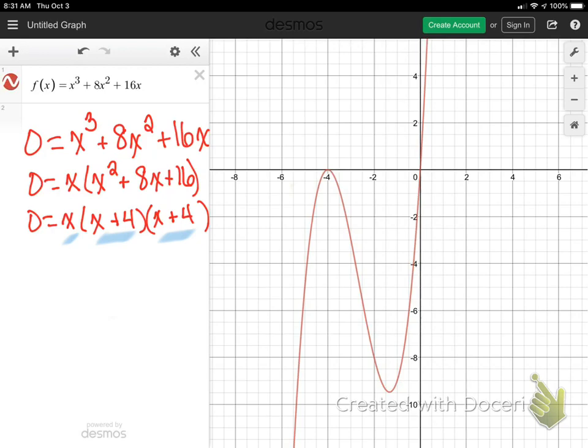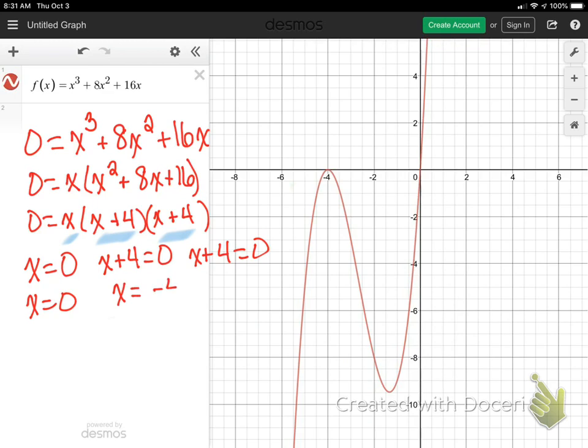Okay? So I can write x equals 0, x plus 4 equals 0, and x plus 4 equals 0. So I get x equals 0, x equals what? Good. Now you don't have to solve that twice, but you can. Here, it shows up twice.